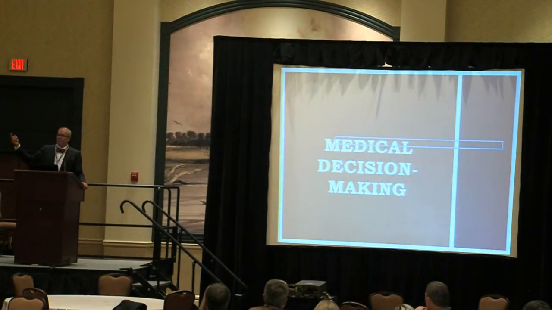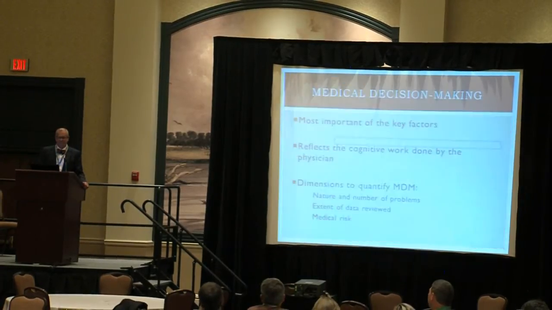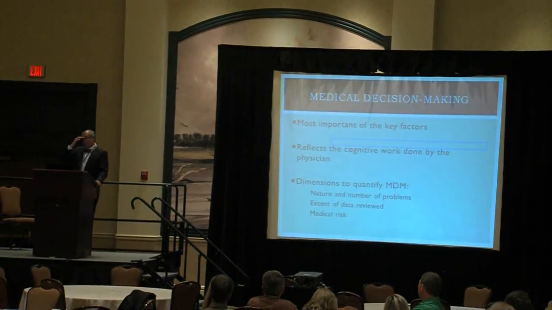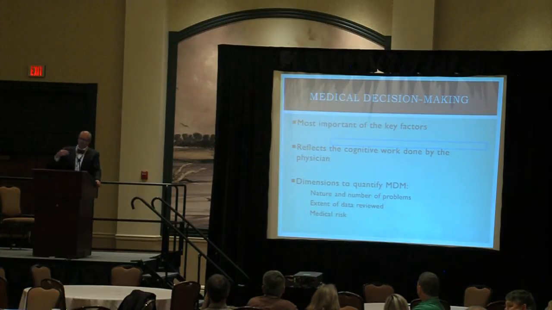So we've done history, we've done exam, and to encourage you, those were the simple parts. The most important part, which is the most complicated, is medical decision making. It's the most important of the key factors. It reflects the cognitive work done by the physician. And there are 3 dimensions. So we have 3 things we're measuring, and the third thing has 3 dimensions. You know, it's actually harder for me to figure out the coding than what to do with the patient currently. The patient's easier than the coding.